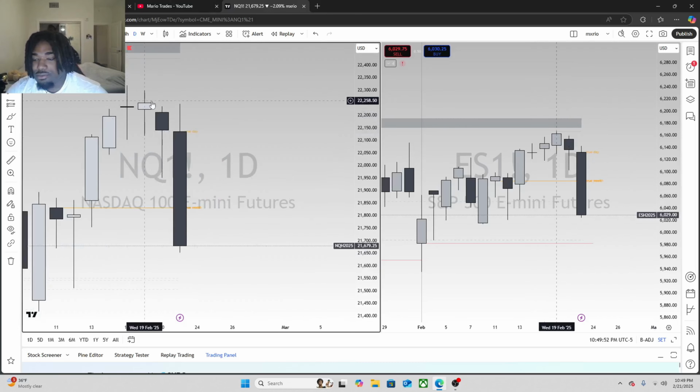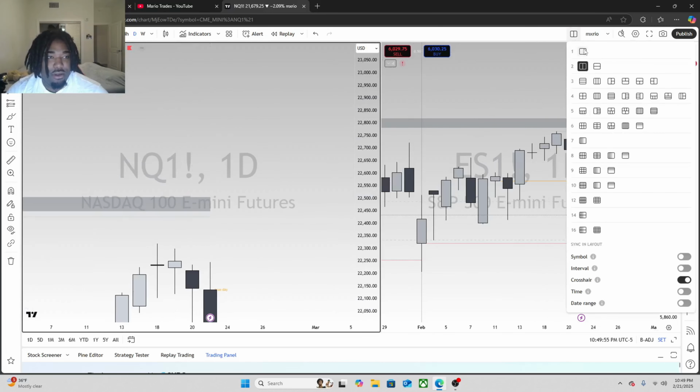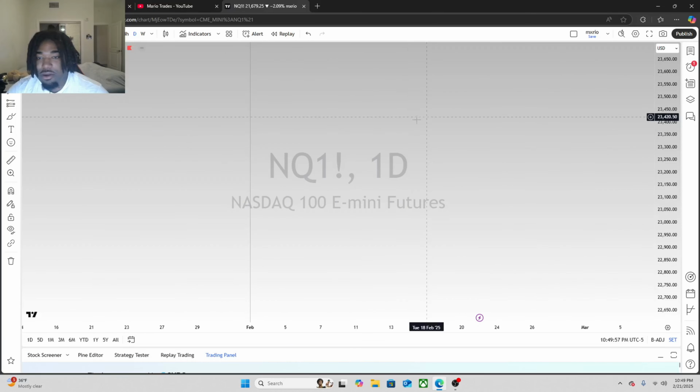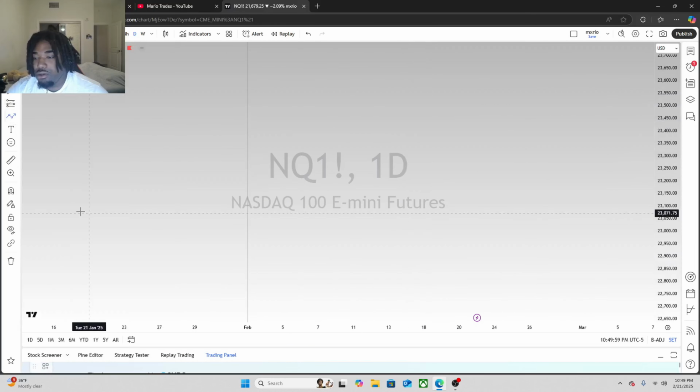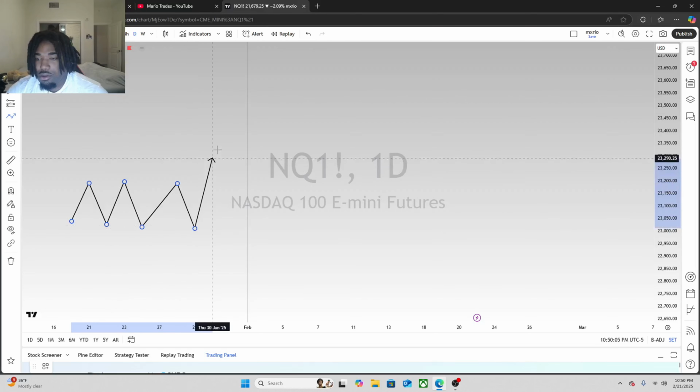As y'all can see, from a weekly standpoint, I trade the power three. So you got accumulation, manipulation, and then distribution to the downside.